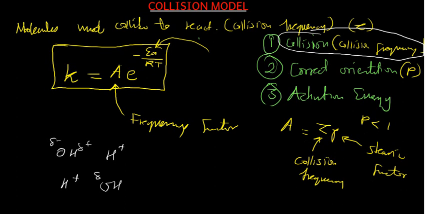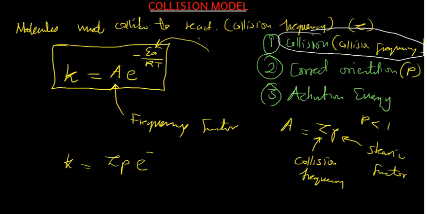And so the Arrhenius equation can also be written in another form, that is k is equal to, where there is A we can put ZP, and then e to the power negative activation energy divided by RT. So we can also write it like that.